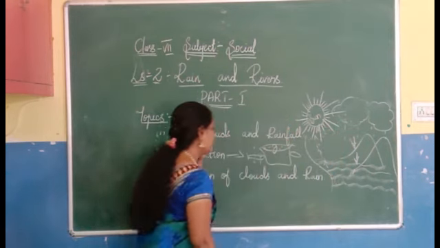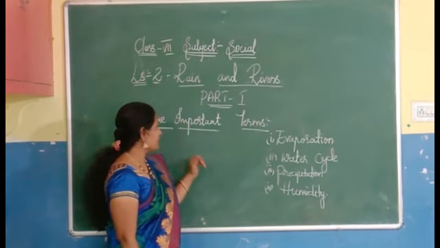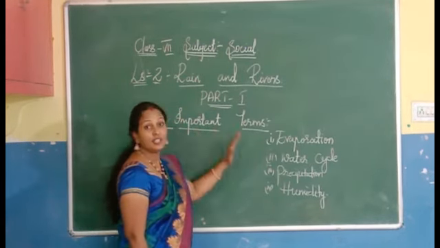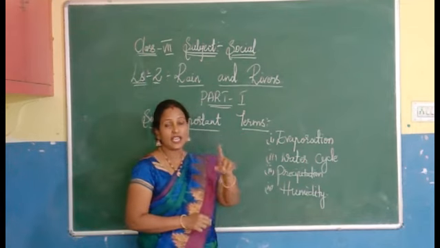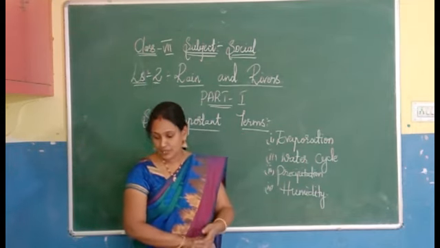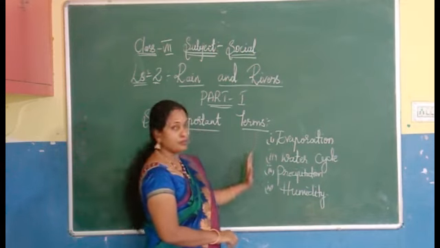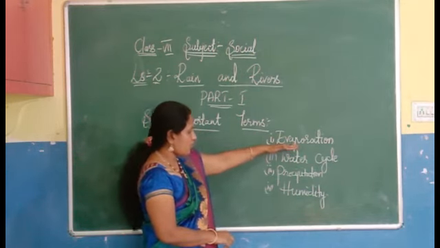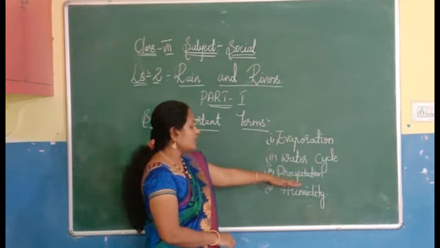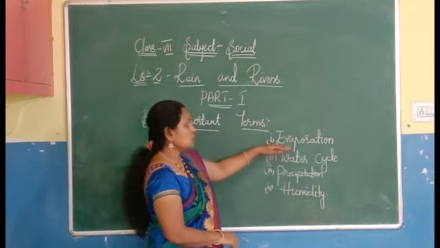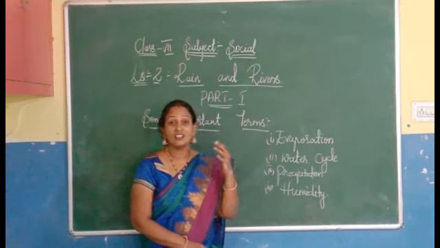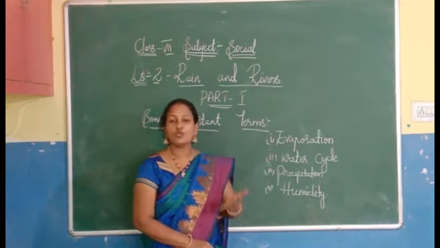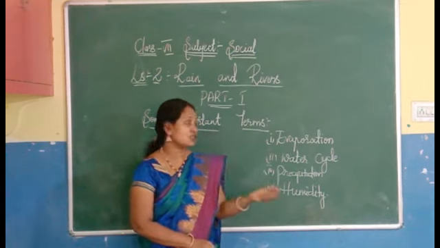Okay children, fine. So the next topic is some important terms, which are very important, which are there in your textbook, page number 9. Just have a look at the blue color box which is present in it. First there is a definition of evaporation, water cycle, precipitation, humidity. So what is evaporation children? You are learning this from the past 2 or 3 years, from second and third classes.